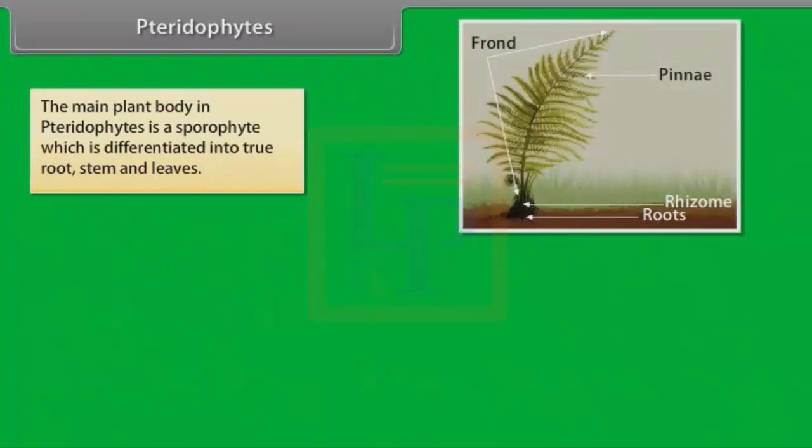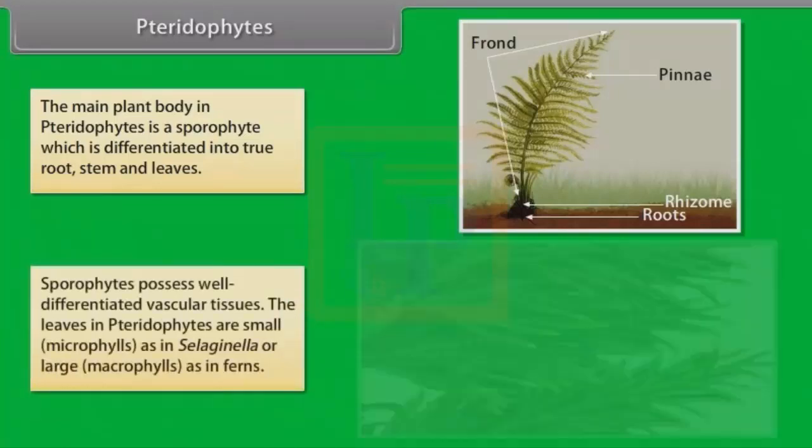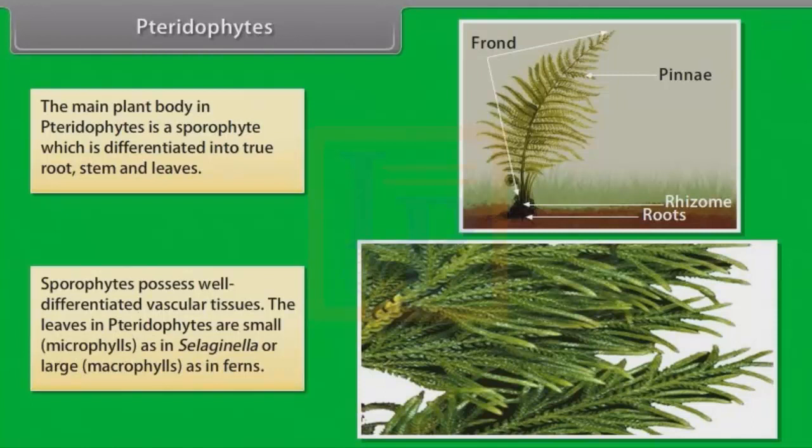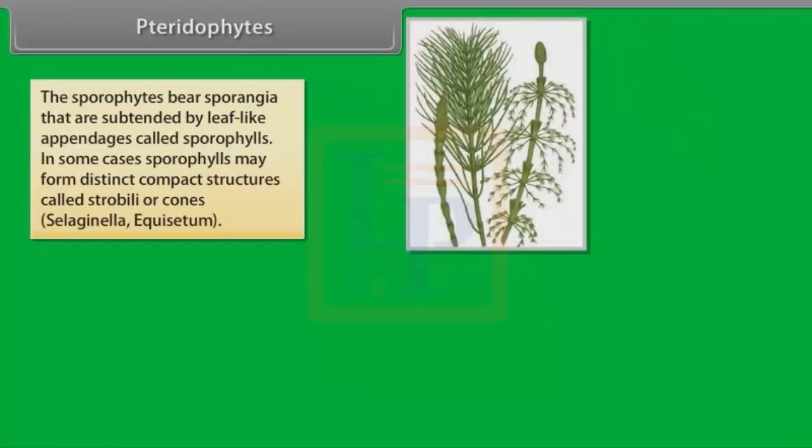The main plant body in pteridophytes is a sporophyte, which is differentiated into true root, stem and leaves. Sporophytes possess well-differentiated vascular tissues. The leaves in pteridophytes are small, microphylls, as in Selaginella, or large, macrophylls, as in ferns. The sporophytes bear sporangia that are subtended by leaf-like appendages called sporophylls. In some cases, sporophylls may form distinct compact structures called strobili or cones, as in Selaginella and Equisetum.